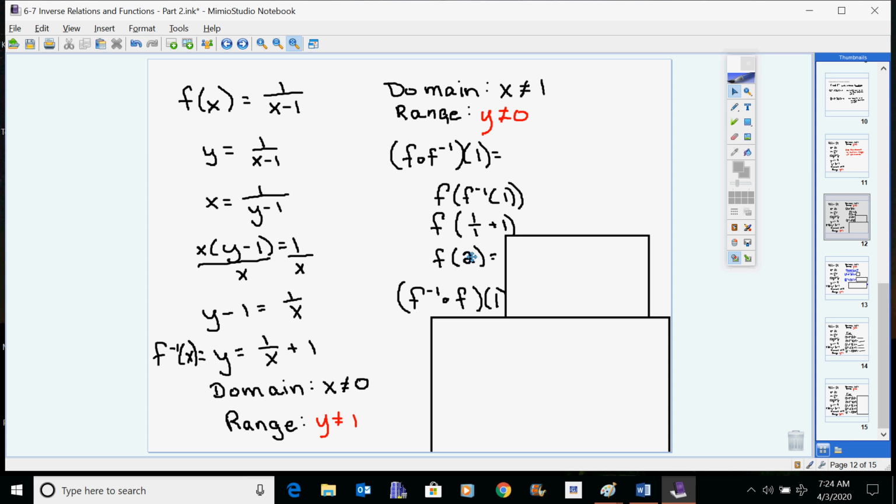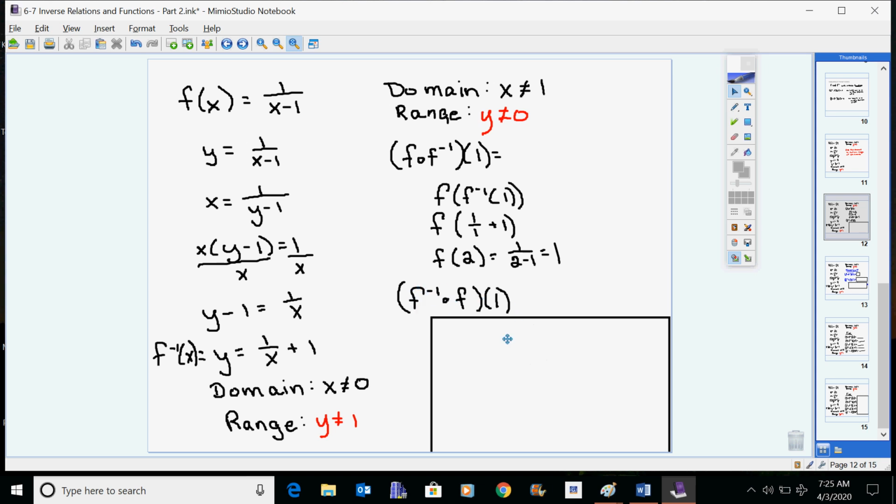F of 2, if we go back to our original function, 1 over 2 minus 1 gives you 1. And this is just a really quick way to show you that f of f inverse of 1 equals 1. If there was a 10 in there, f of f inverse of 10 would equal 10. F of f inverse of 896 would equal 896. So the f and f inverse undo each other, but there would be an exception, and we'll get to that shortly.